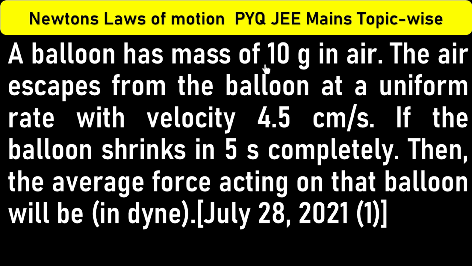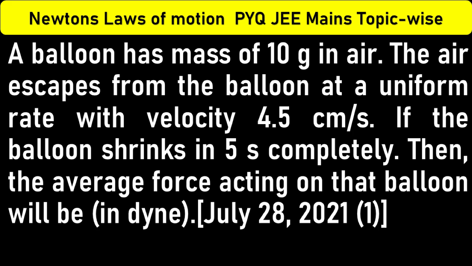A balloon has a mass of 10 gram in air. The air escapes from the balloon at a uniform rate with a velocity of 4.5 centimeter per second. If the balloon shrinks completely in 5 seconds, then the average force acting on that balloon will be, okay, in time.